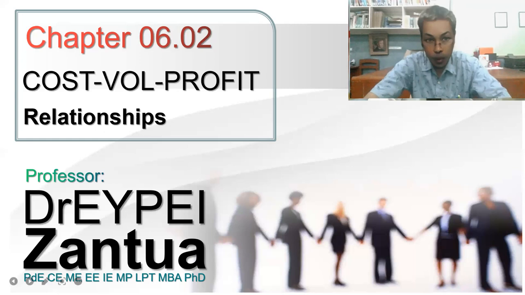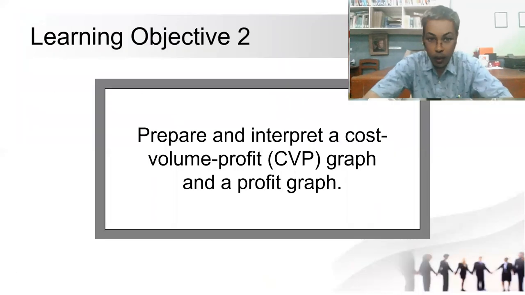Our learning goal for this module is to be able to prepare and interpret a cost volume profit (CVP) graph and a profit graph. Okay. Prepare and interpret. So it's a very important thing that we know how to do it, and also we know how to take out the meaning from its graph. CVP relationships in graphic form.